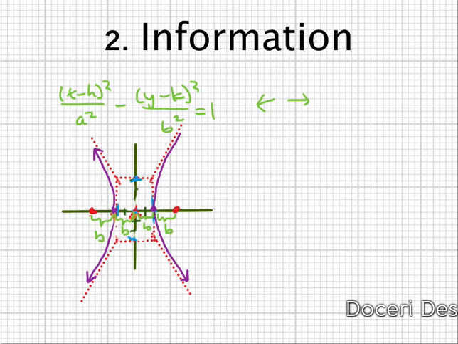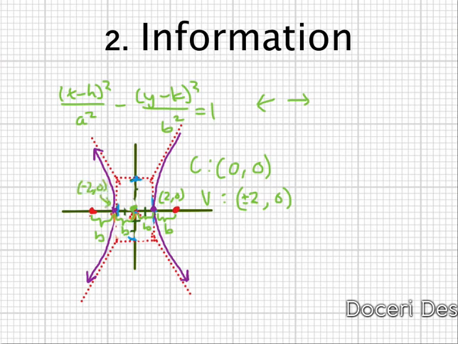So if my center was at 0, 0, then my vertex is going to be that much more past 0, 0. And remember, it's 2 units. So if we're at 0, 0 for my center, my vertices will be at plus or minus 2, 0. So this point here is positive 2, 0, and this point here is negative 2, 0.